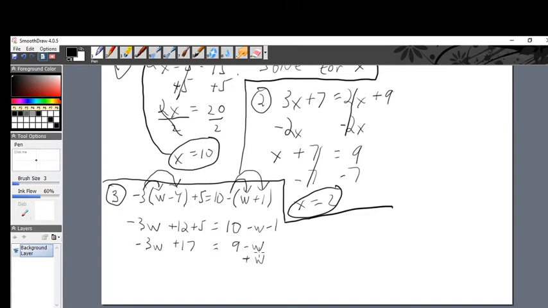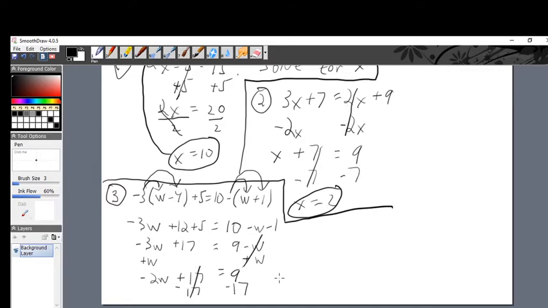This has got to go. Plus w, that'll go. But whatever you do to the right side, you got to do to the left side. All right, what's minus 3w plus w? It's minus 2w plus 17 equal 9. Okay, minus 17 on the left, minus 17 on the right, because now our job is to isolate w.